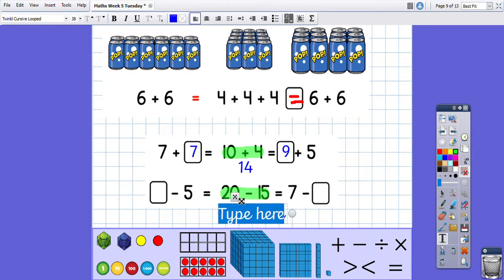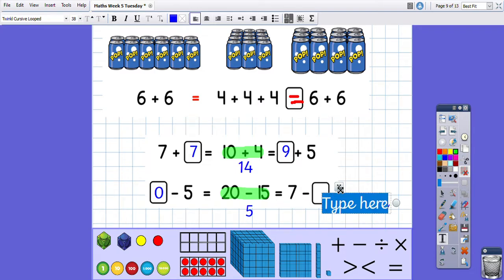20 take away 15. Now there are lots of different ways you can do this. The way Miss French does it really quickly in her head is she does 20 take away 10, which is 10, and then takes away the 5, which is 5. So what take away 5 equals 5? That's got to be a 0. And 7 take away what equals 5? So put 7 in your head and count backwards to 5. So you've got 7, 6, 5. It's a 2. Well done.